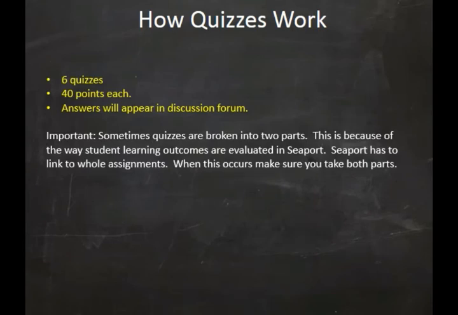Sometimes quizzes are broken into 2 parts. This is because of the way student learning objectives are evaluated. Seaport only allows me to attach them to whole assignments. So in order to do that, I sometimes have to break the assignments up into multiple parts. This just means that you have to make sure that both parts are done, and that also there will be 2 columns in the gradebook. If anything, this helped you because it means that you can pause to study if you didn't think you did well on the first part.